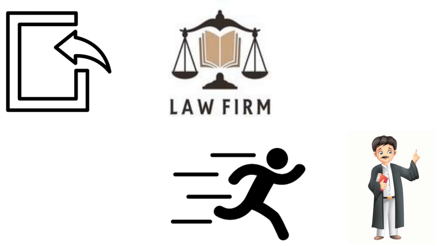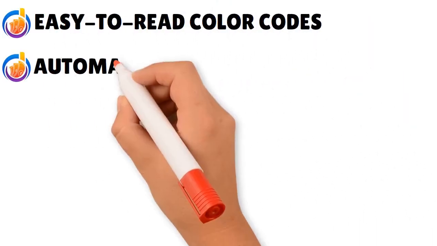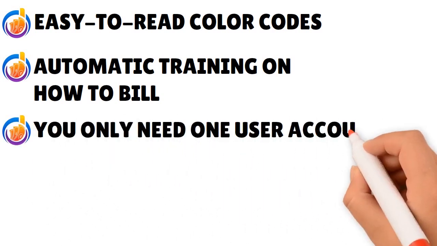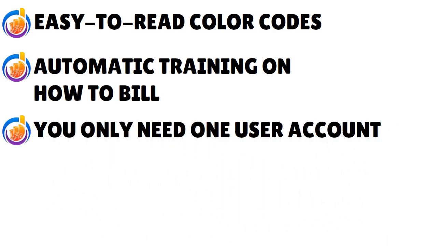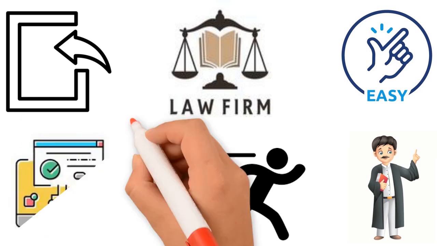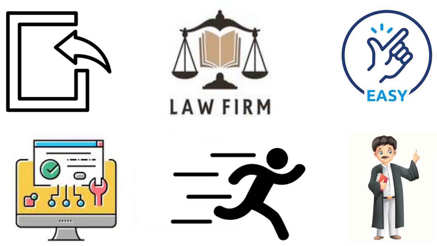That's the bottom line. And so here are the key features and benefits of Biller Assist as a top legal billing software for Mac. You have easy to read color codes. You have automatic training on how to bill, and you only need one user account. So when I talk about easy to read color codes, you are able to automatically apply convenient color codes based upon your firm's settings. So color codes make it quick and simple to flag any issues, which makes the reviewing process faster and more efficient. Think about it. And this is really cool.